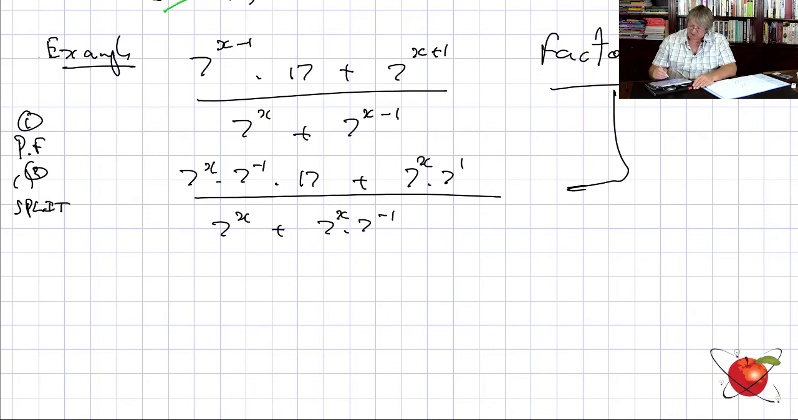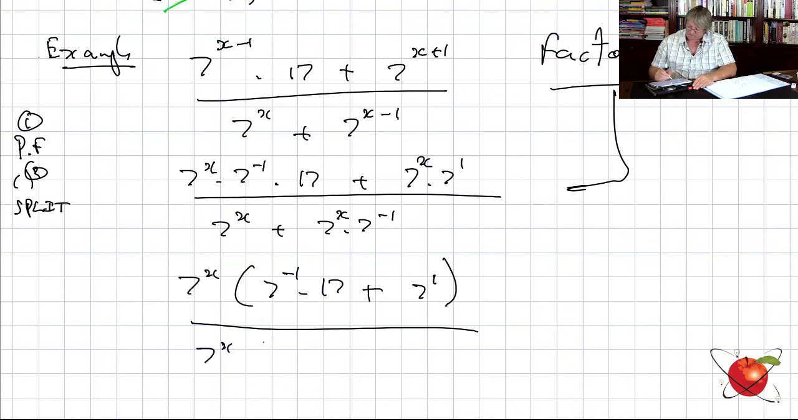Factorize. Take out on top. What is the factor that I can take out on top? Okay? Generally, don't worry about the numbers. Take out 7 to the power of x. Okay? That leaves me with 7 to the power of minus 1 times 17 plus 7 to the power of 1, correct? All over 7 to the power of x, 1, careful there, right? Because 1 times that must give me 7 to the power of x, plus 1 times 7 to the minus 1. Cancelling pencil, there we go, it's done.